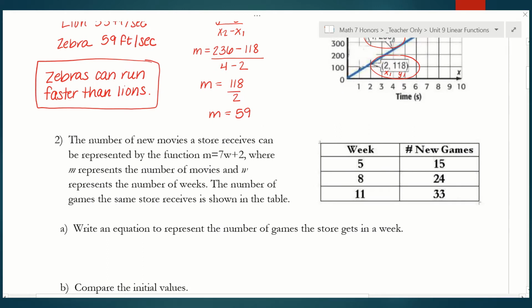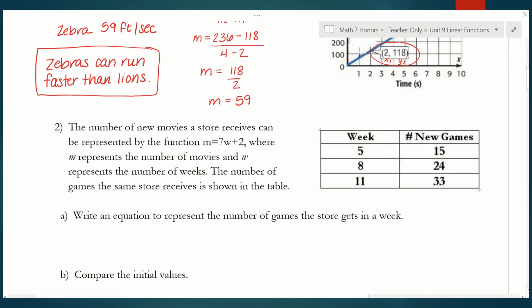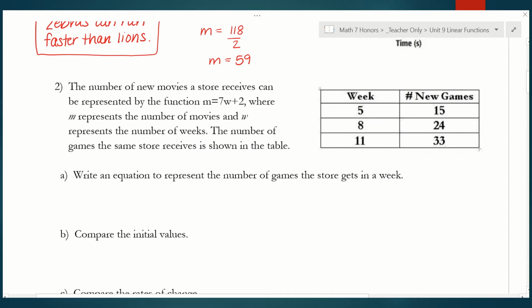Number 2. The number of new movies a store receives can be represented by the function m equals 7w plus 2, where m represents the number of movies and w represents the number of weeks. The number of games the same store receives is shown in the table. So we're talking about a store that is receiving movies and games each week.